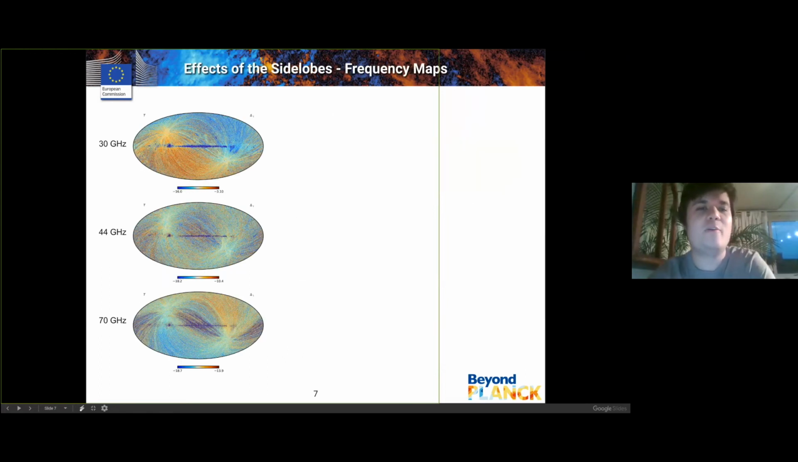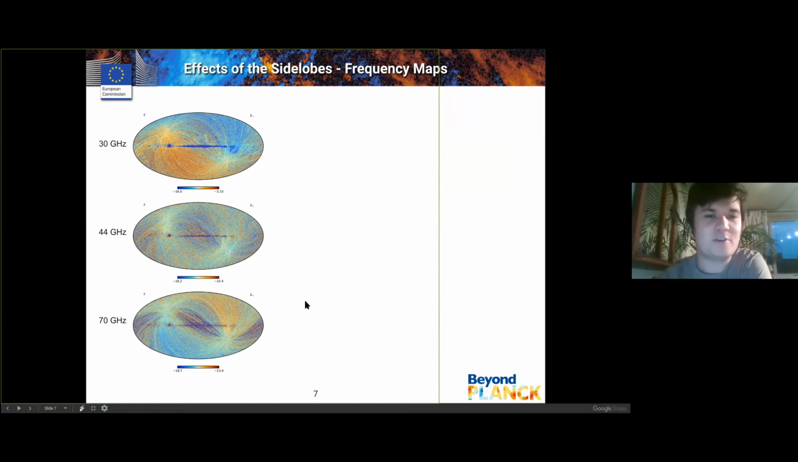Another thing we were looking into is what effects we would expect the sidelobes to have on the data. So we ran a second pipeline execution that, instead of correcting for the sidelobe terms, did nothing with our sidelobes at all. And we looked at how that difference would propagate through the rest of the pipeline.